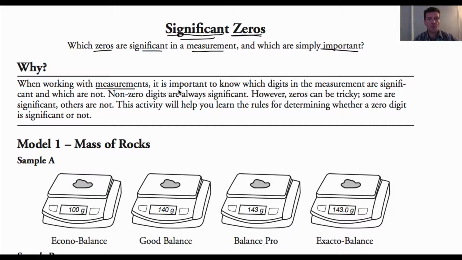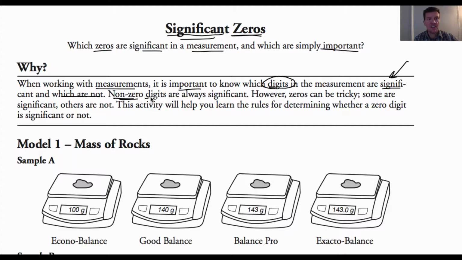When working with measurements, it's important to know which digits in the measurement are significant and which are not. Remember, when we're talking about significant digits, we're talking about those that are part of the actual precision of the instrument that you used. You are allowed to measure with certainty, and then one last digit is going to be an estimation.